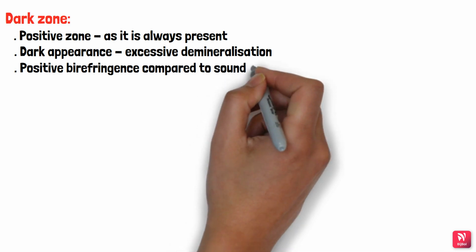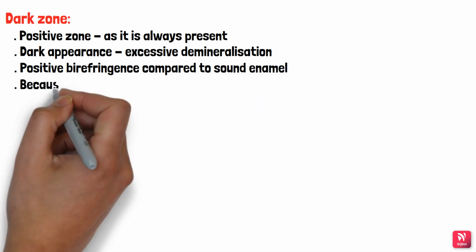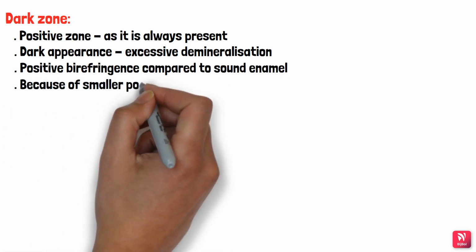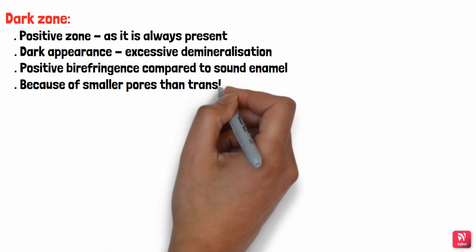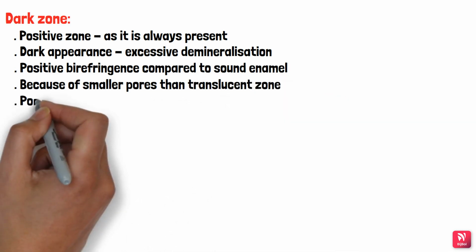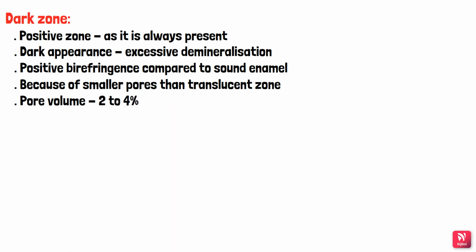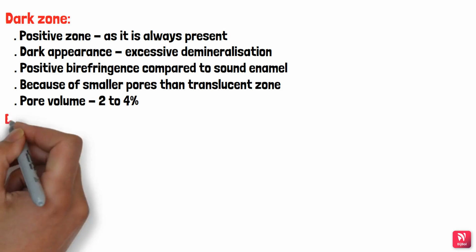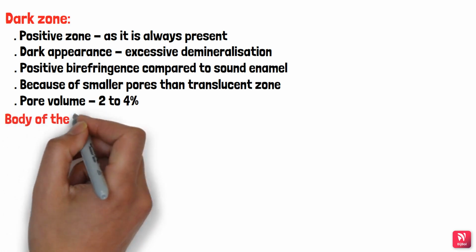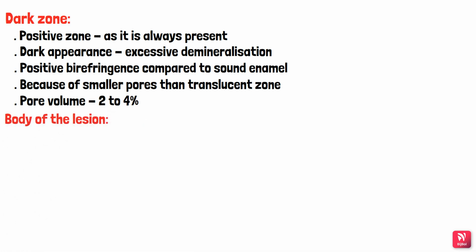And if we observe this dark zone under polarized light, it will show positive birefringence compared to sound enamel. Positive birefringence is there because of the smaller pores which are present compared to the translucent zone. And here the pore volume is around 2 to 4%, whereas the pore volume in the translucent zone is 1%.